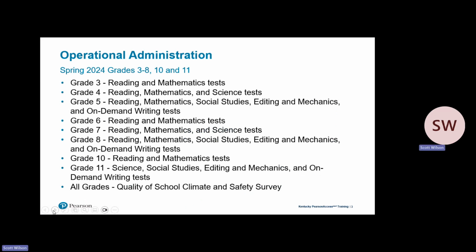So for Spring 2024, we will be testing grades 3 through 8, 10, and 11. We will test reading and math in grades 3 through 8 and 10. We will test social studies, editing and mechanics, and on-demand writing in grades 5, 8, and 11. And we will test science in grades 4, 7, and 11. All students will take the Quality of School Climate and Safety Survey.